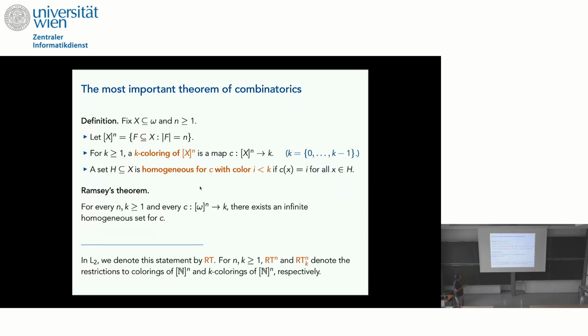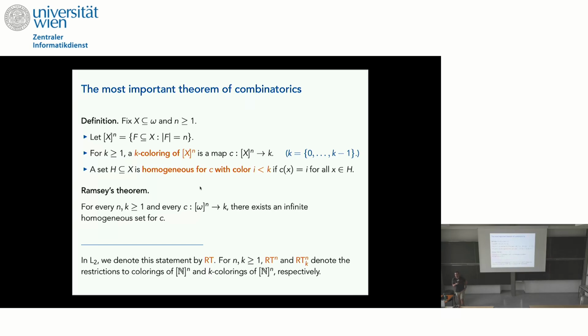And the set H is homogeneous for this coloring, let's say with color i less than k, if C is constant on all the n-tuples from H. Sorry about that, this is a copy paste. So whenever you give me a size n subset of H, the color of that subset is i. So this is a tuple and this says H to the n.